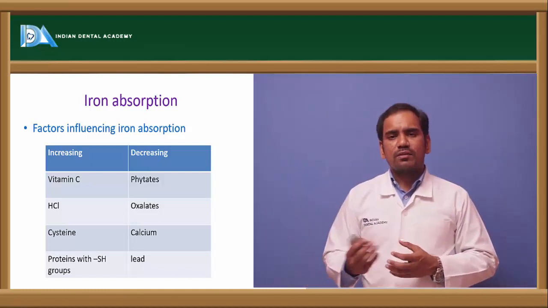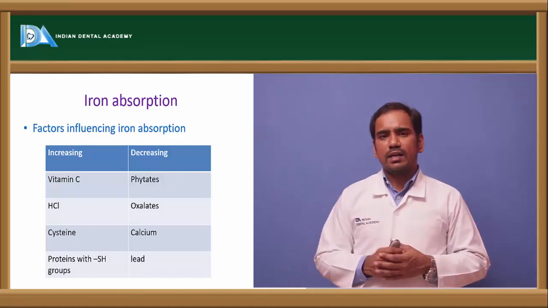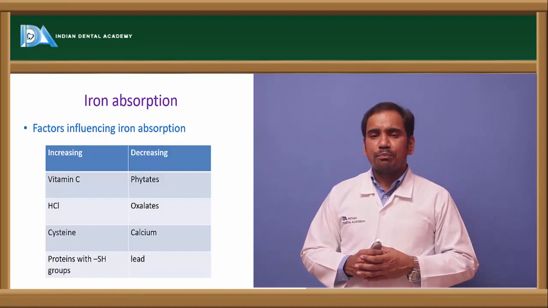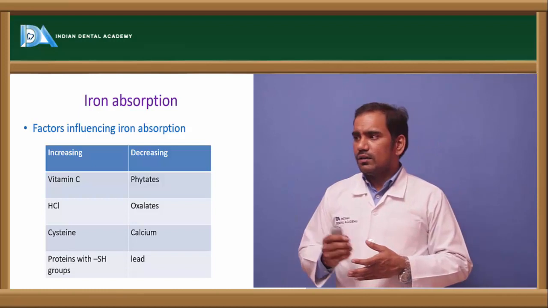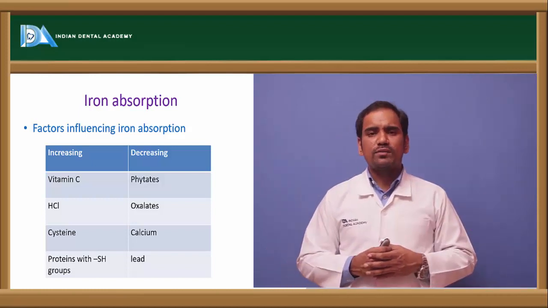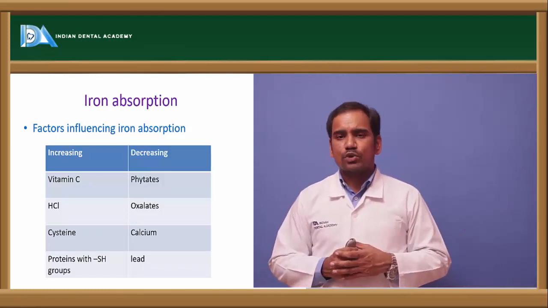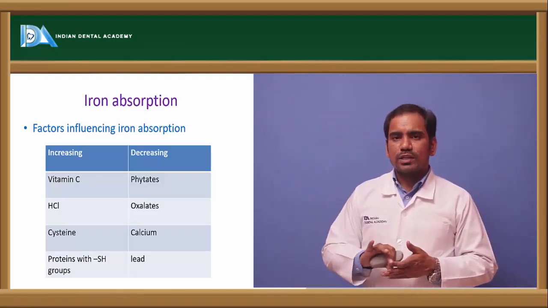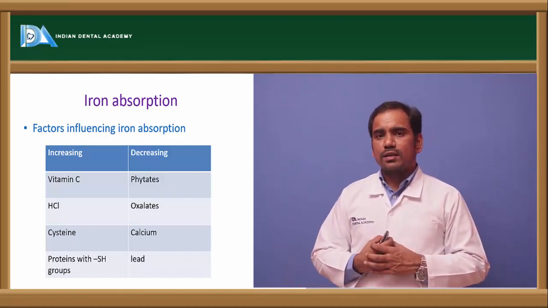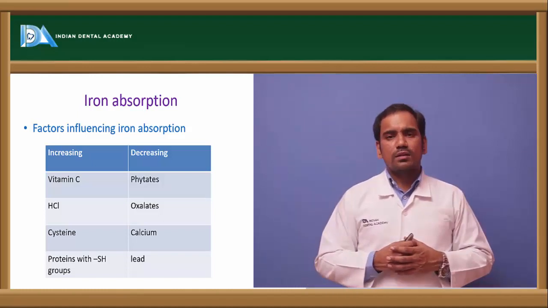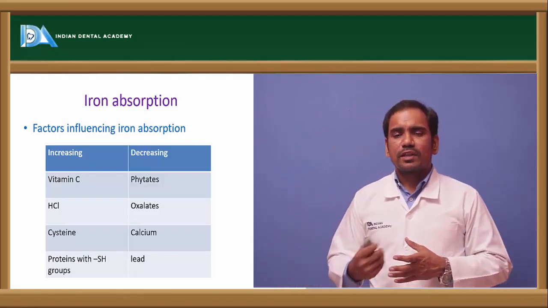In the same way, there are some factors which influence iron absorption also. The factors which increase iron absorption are vitamin C, HCl, and sulfur containing amino acids like cysteine, and proteins with sulfhydryl groups. All these factors favor iron absorption. There are some factors which decrease iron absorption: phytates, oxalates, and other factors like calcium and lead.